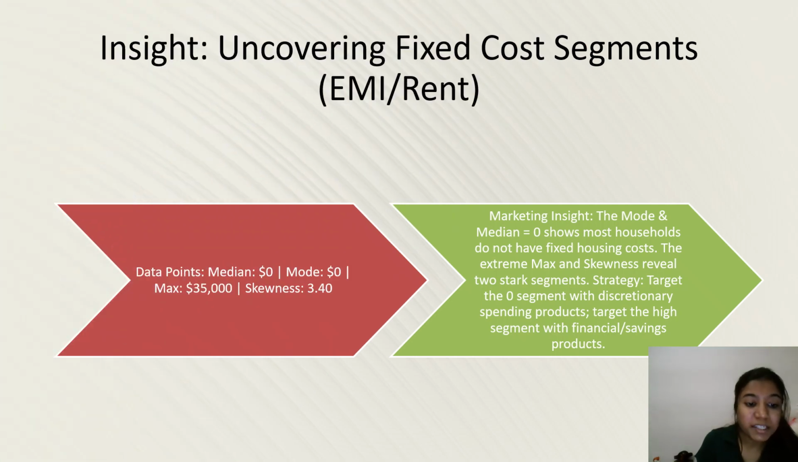So, considering the EMI or rent amount column, notice the mode and the median. Both are $0. So this is a powerful insight. The majority of our 50 households do not have an EMI or rent payment. However, the maximum is $35,000. So this non-normal distribution is confirmed by the huge skewness of 3.40. Now, this shows us two distinct market segments, which is a large group with low fixed housing cost and a small group with high cost. So this is crucial for product placement or loan-based marketing.